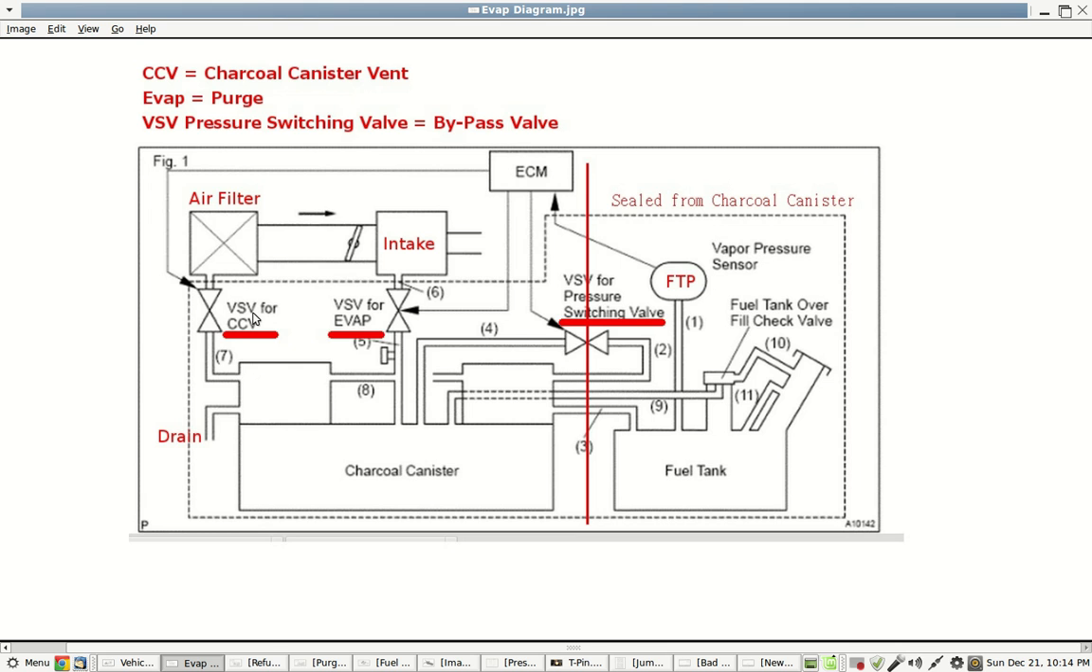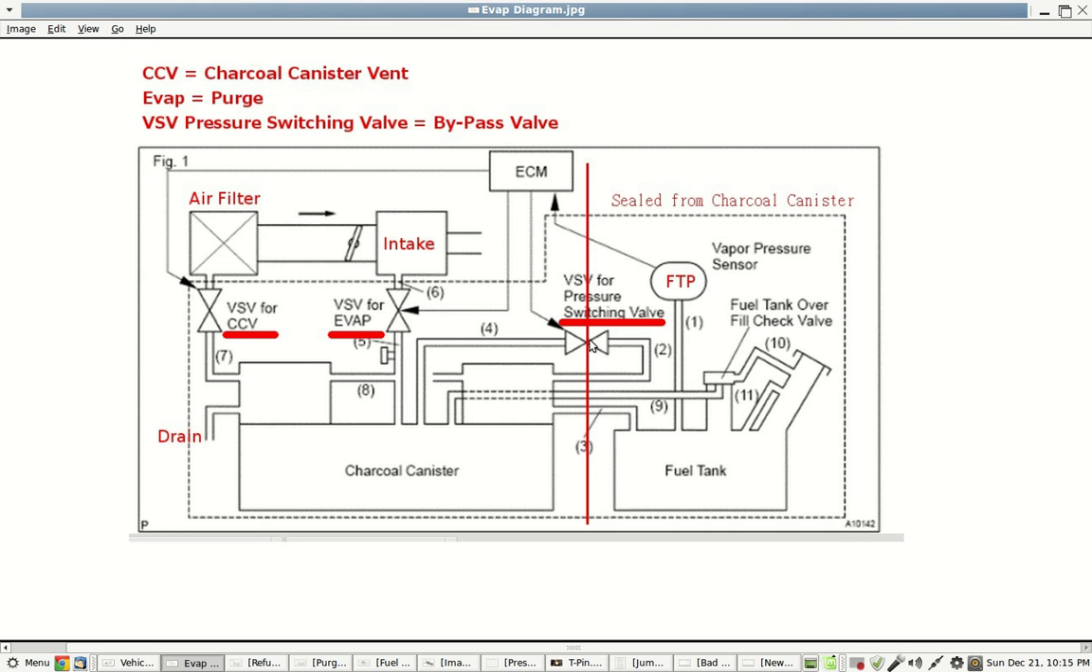So the VSV stands for variable switching valve, and it just means the solenoid. The VSV for CCV is code for charcoal canister vent, or sometimes they'll just say the vent valve. And this allows the fresh air into the charcoal canister as it's going up and purging the vapors back into the intake. The VSV for Evap can also be called the purge valve. And then the VSV for pressure switching valve, this is what Toyota uses to isolate the charcoal canister from the fuel tank and fuel cap, so that it can try to pinpoint where the problem exists.